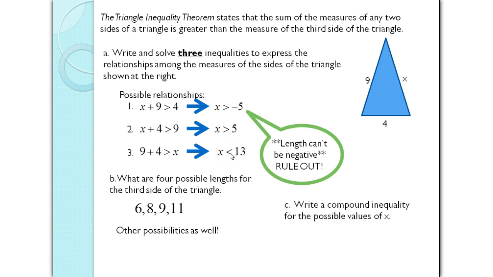Part C. Write a compound inequality for the possible values of x. Well, as we said before, here are some of the possible answers. Remember, we ruled out number 1 because it's negative. So to write a compound inequality, just as we said before, x has to be bigger than 5 but less than 13. So x would fall between 5 and 13. The length of that third side would have to be between 5 and 13. Okay?